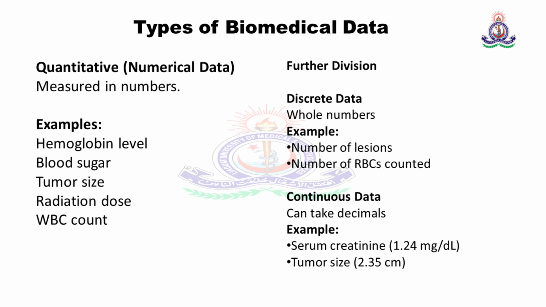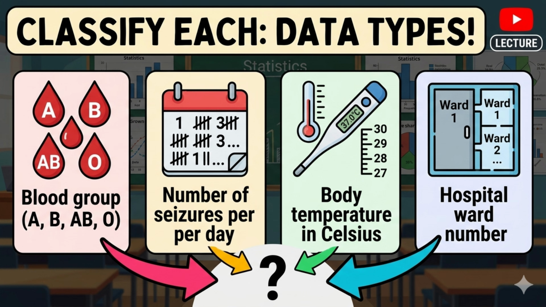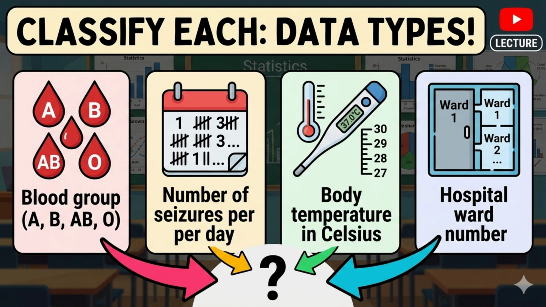So let's quickly test yourself before we wrap up. Quick check. Number 1, blood group: nominal, ordinal, discrete or continuous? So the answer is nominal. No order. Now number 2, number of seizures per day. Discrete, quantitative, whole numbers. Number 3, body temperature in Celsius. It will be continuous, quantitative, because decimals allowed.